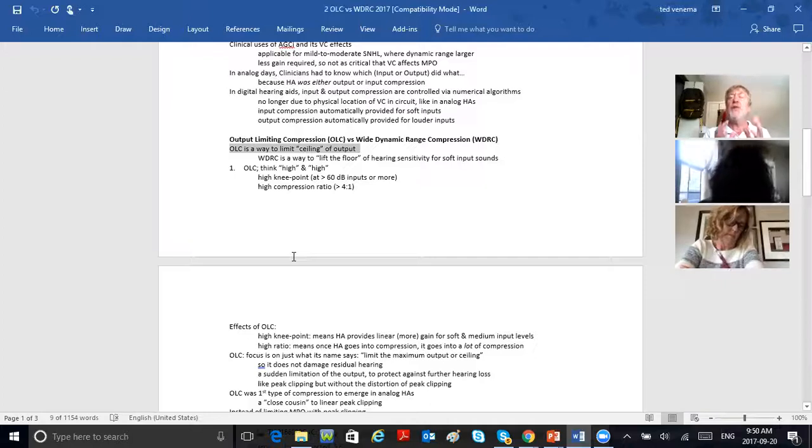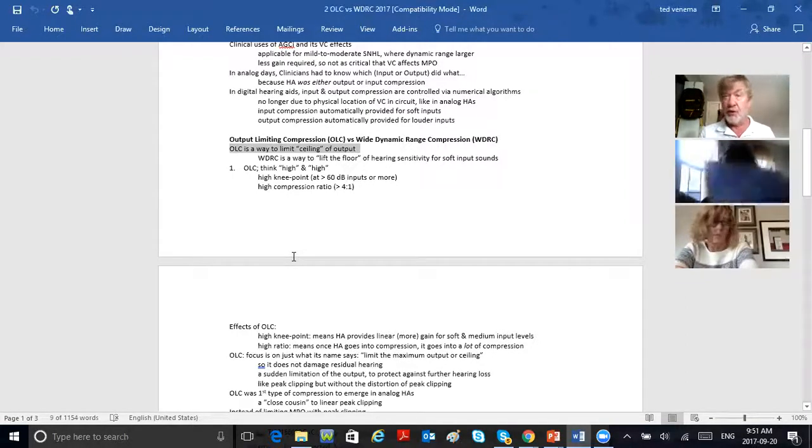Look at it this way. Output limiting compression handles the loud stuff, loud inputs. It governs the maximum power output. The focus is on controlling the maximum power output of the hearing aid. So the concern here is not causing more hearing loss because of the hearing aid. That's the territory of concern with output limiting compression. That would be the Homeland Security of OLC, protecting the listener from further hearing loss due to too much loudness of the hearing aid.